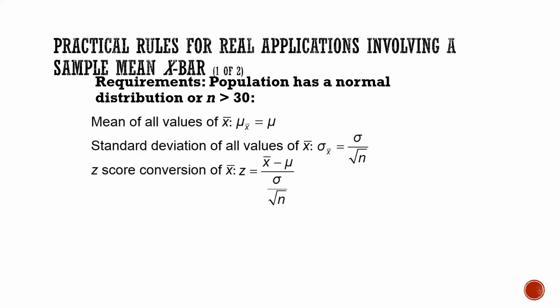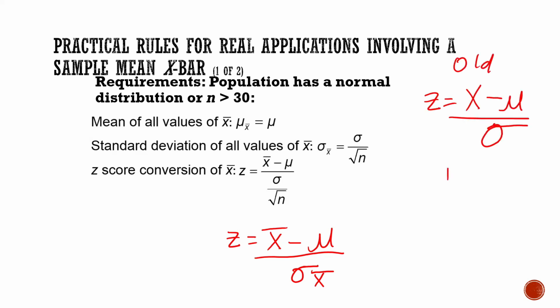Now, I wouldn't write it this way because it's confusing as a complex fraction. I would just remember to calculate my mu of x bar and my sigma of x bar first. So notice this is different. Our old formula for z was this. Notice in the old formula, there's no x bar in it.